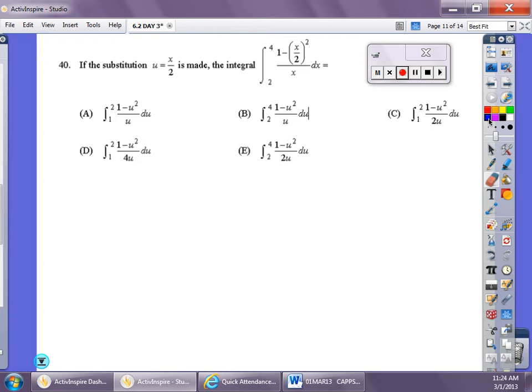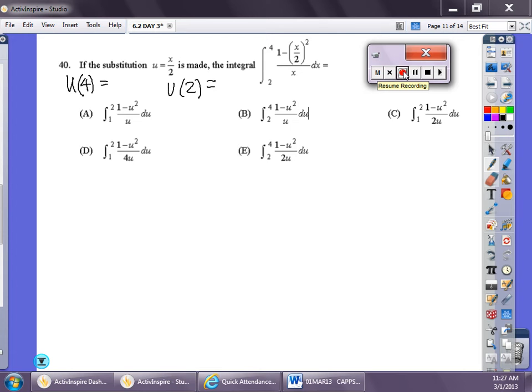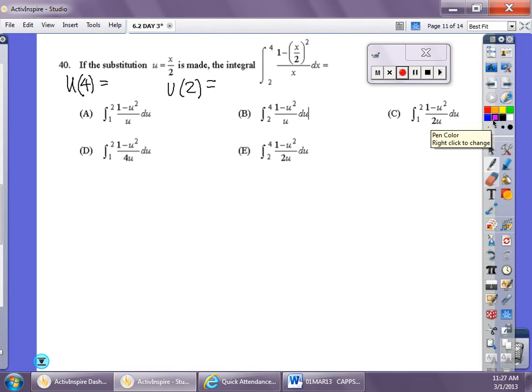They want me to do u equals x over 2. They're telling me what u is, and I don't have to worry about checking it. I know I'm going to change my limits right away. So I know that I'm going to try to find u of 4, and I'm going to try and find u of 2, and then I'm going to have you guys kind of work through and try to figure out what you think the answer is, and we'll go over it. Something looks funny in this problem. So what was u of 4? 2.